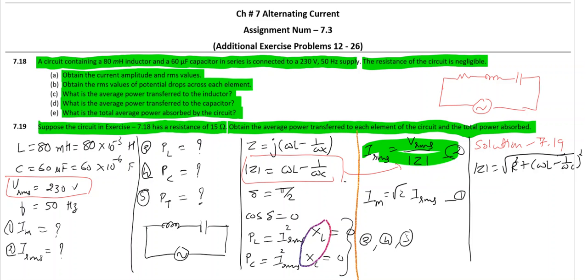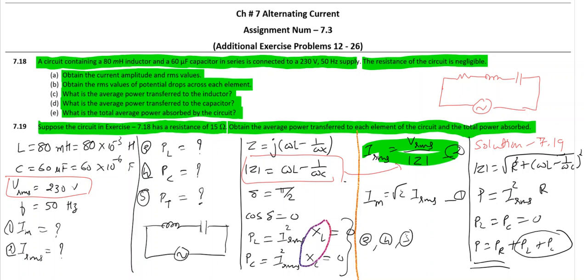Then you can use this IRMS formula and find the current and power if required. The power formula is I RMS square R. You will have to calculate again and then find I RMS square R. That is the power. Again, there is no power consumption with the inductor, and no power consumption with the capacitor. The two don't consume power. So the total power of the circuit is PR plus PL plus PC, but with these two being 0, the total power is the power consumed by the resistor only.